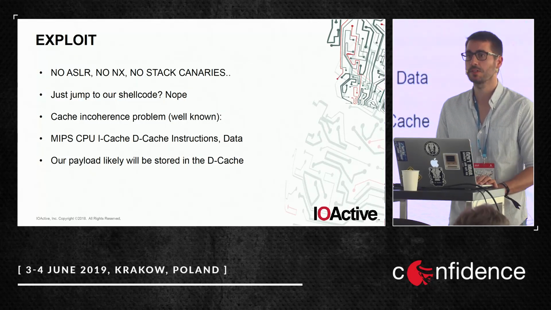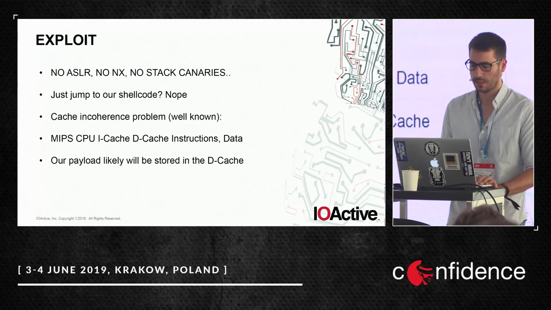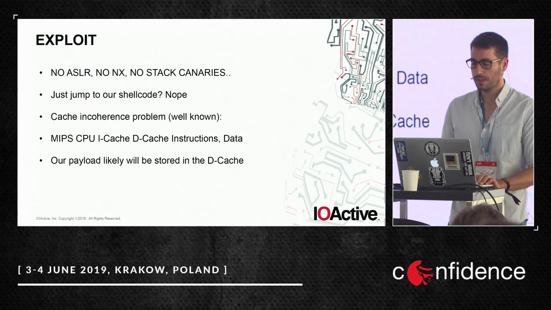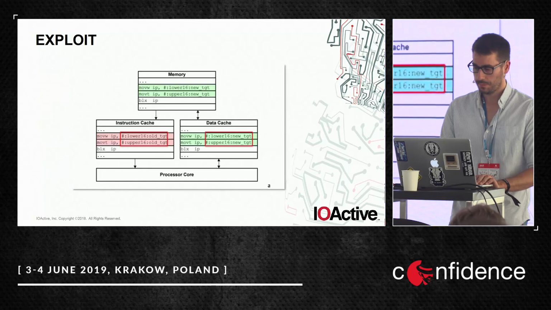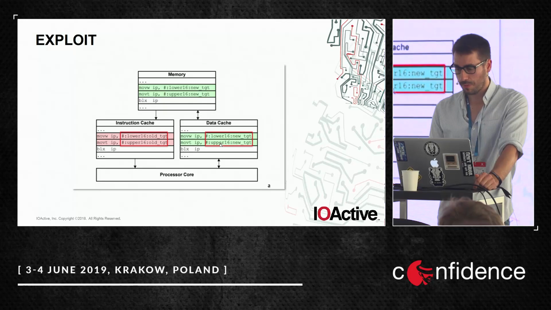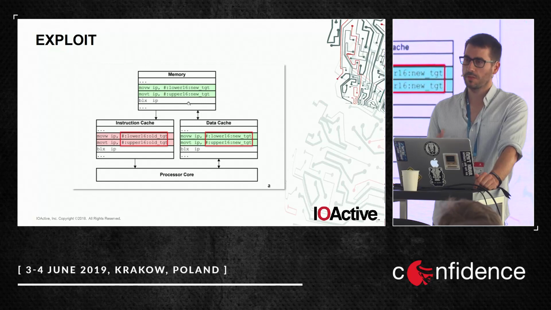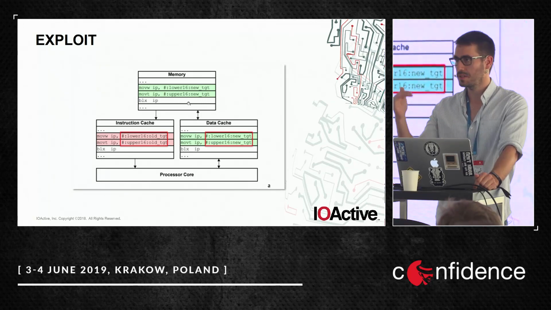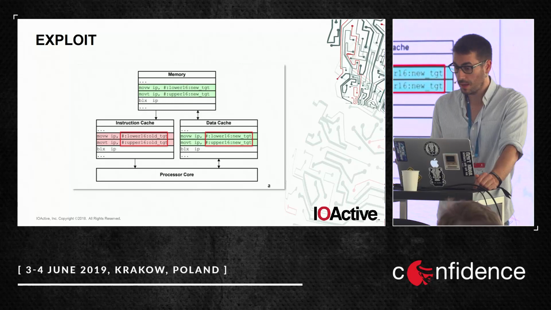So in MIPS processors, we have two different caches, the instruction cache and the data cache. And normally our payload, our shellcode in this case, is going to be stored in the data cache. So the problem is basically that if our shellcode or part of our shellcode is in the data cache, it won't be in memory. So when we try to jump to our shellcode, we will execute other instructions, but not our shellcode, and then the exploit won't work. That's why we need to flush the data cache where our shellcode is going to be, and make sure that our shellcode will be in the memory.